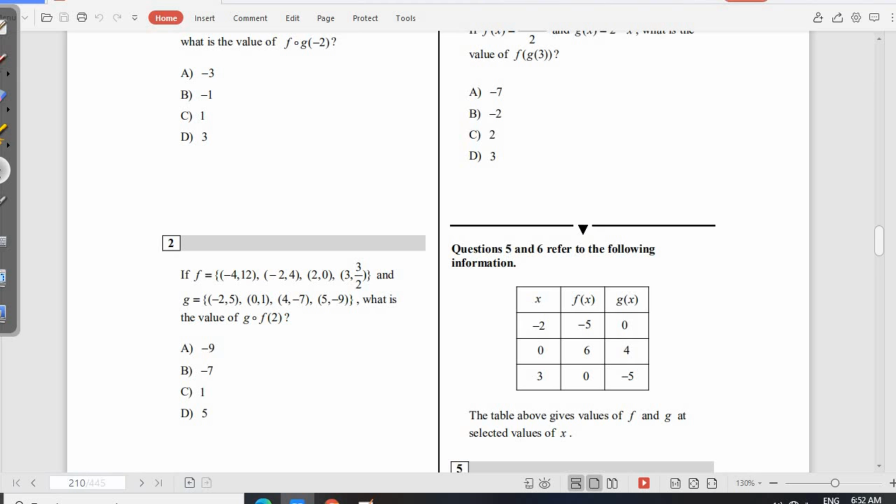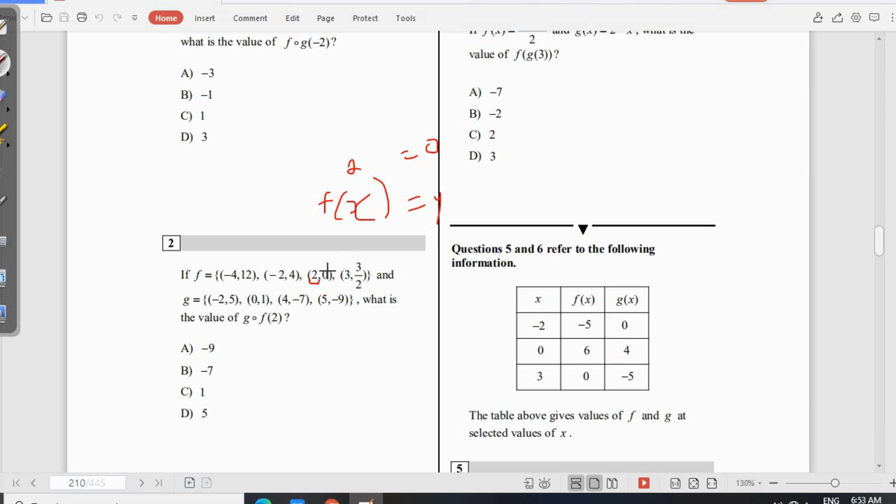All you need to do here is look at this question very well. If you see f of 2, what's f of 2? F of x is actually equal to y. So what is f of x? F of 2 is 2 here. So what's that? F of 2 ends up making 0. So f of 2 is equal to 0.